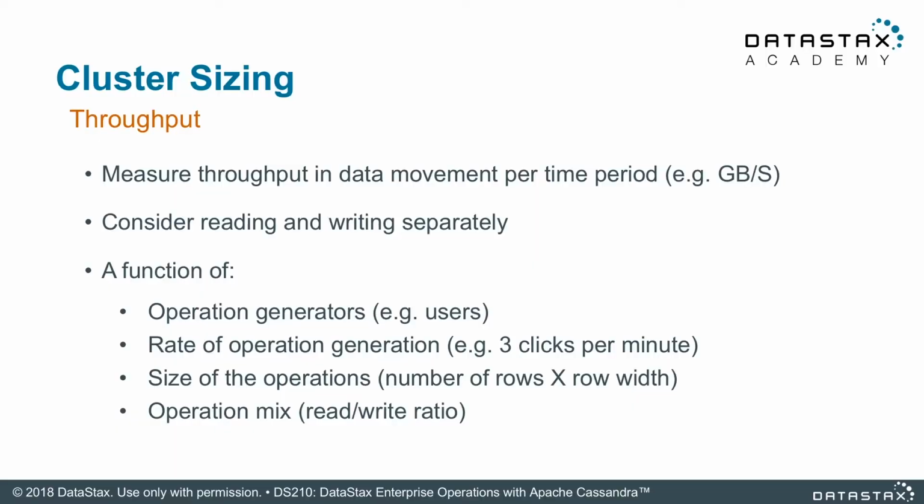Throughput is measured by data movement per time period. For example, how many gigabits per second you want or you can achieve. With Apache Cassandra, these can be different on reads and writes, so consider them independently from each other. The following things can have an impact on your throughput. Things like your operation generators, such as your users, or how fast operations are generated. Also, how big or how small each operation is, as well as the mix of operations, like the number of reads and writes you have in your workload.